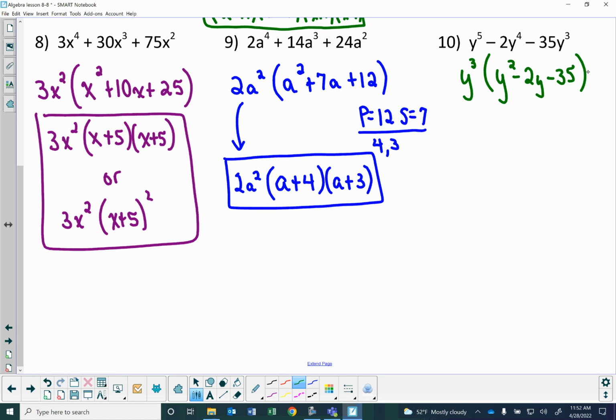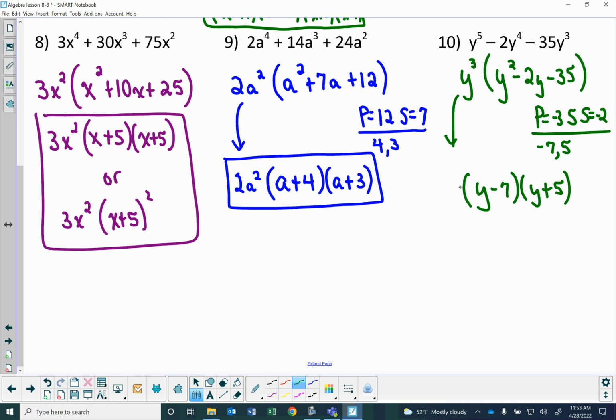So I'm looking for a product of negative 35 with a sum of negative 2. So the larger of my two factors must be negative. I'm thinking of 7 and 5, so I need a negative 7 and a positive 5. So that's the only way I'm going to get a sum of negative 2 and a product of negative 35. So that leaves me with y minus 7 times y plus 5. And don't forget, we took a GCF out, so we have to put the y to the 3rd at the beginning.